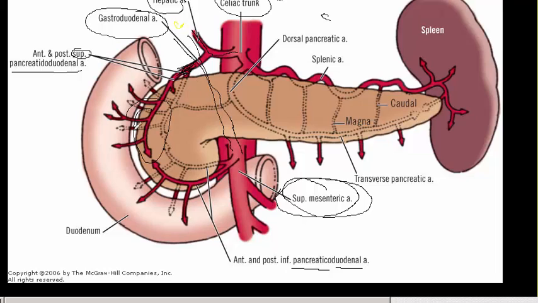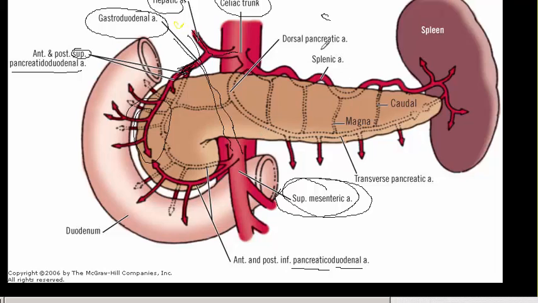This is about the head and the neck of the pancreas. What about the body and the tail of the pancreas? What is the blood supply of them? As obvious here, the splenic artery is the main blood supply of the tail and the body of the pancreas. And how does it do that?